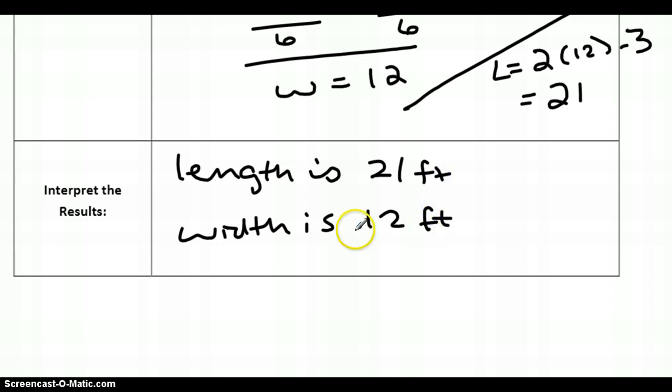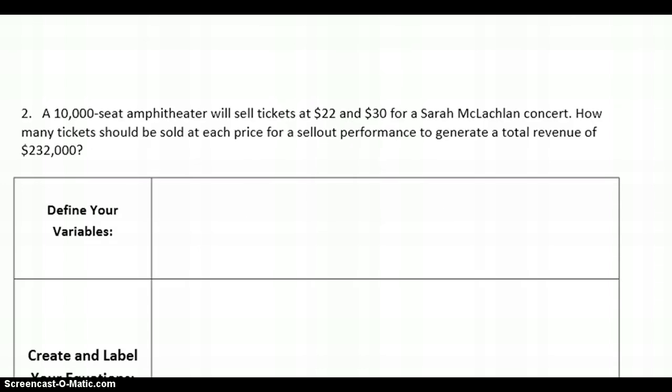Alright, let's set up another one. In this next one, we've got a 10,000 seat amphitheater, and it's selling tickets for $22 and $30 for a Sarah McLachlan concert. How many tickets should be sold at each price for a sellout performance that will generate a total revenue of $232,000? Alright, so my variables in this one, I'm looking at 2 different ticket prices, and what I want to know is how many tickets of each price. How many tickets should be sold at each price is what I'm trying to find.